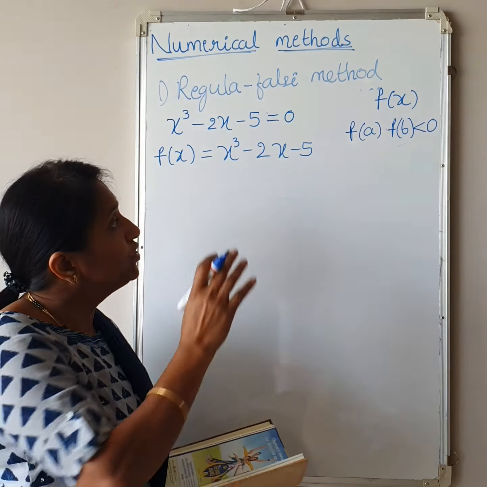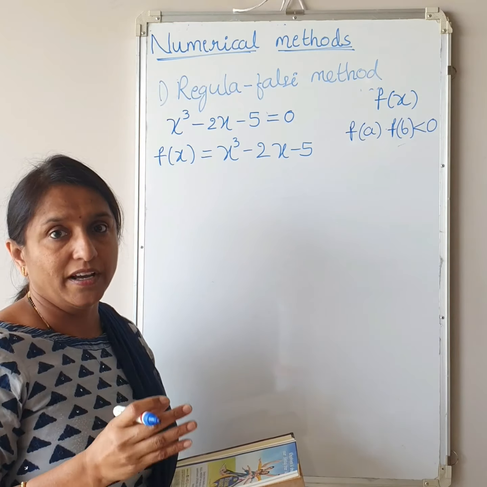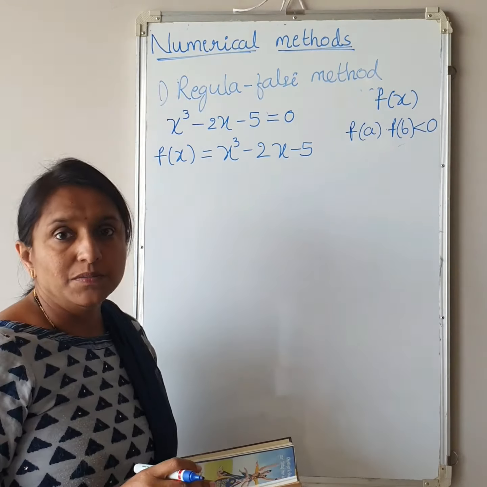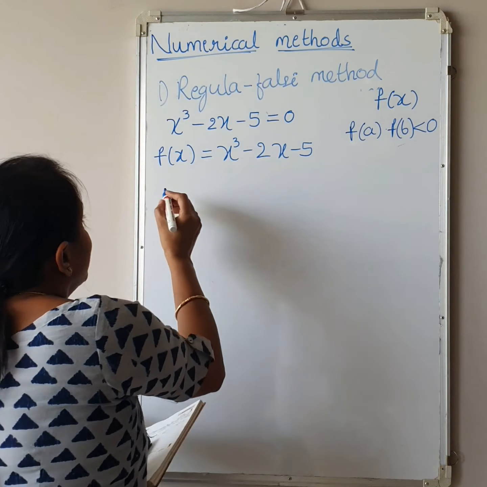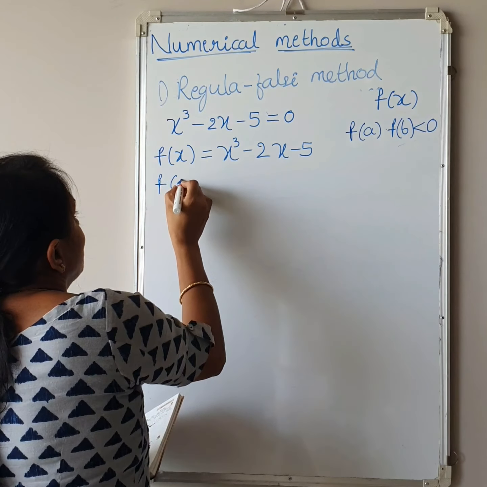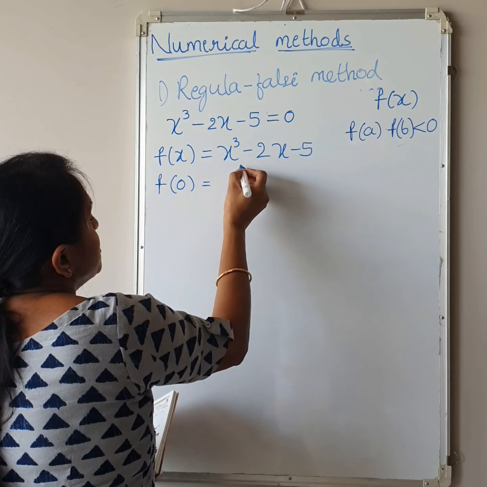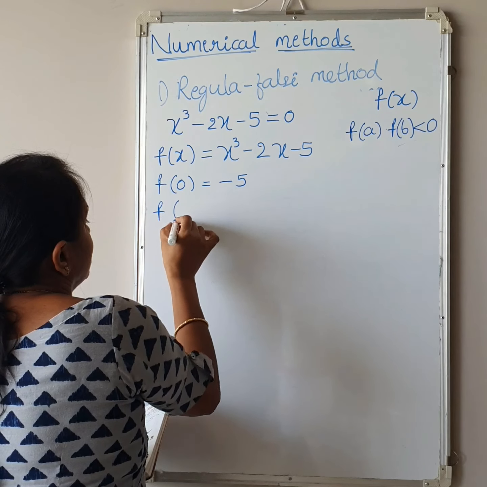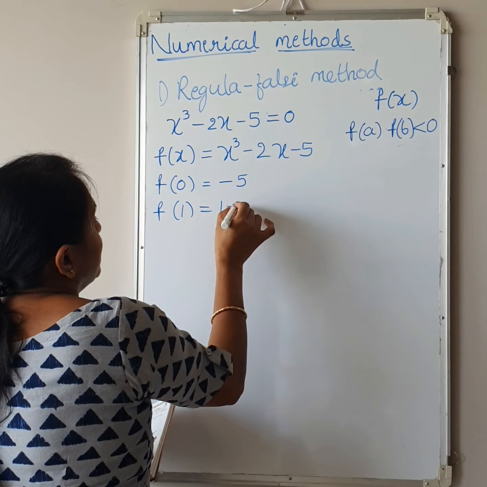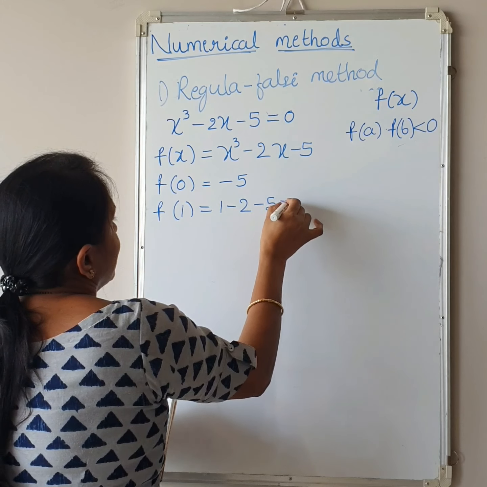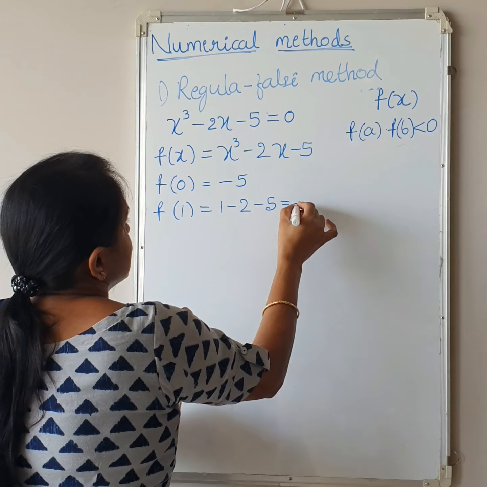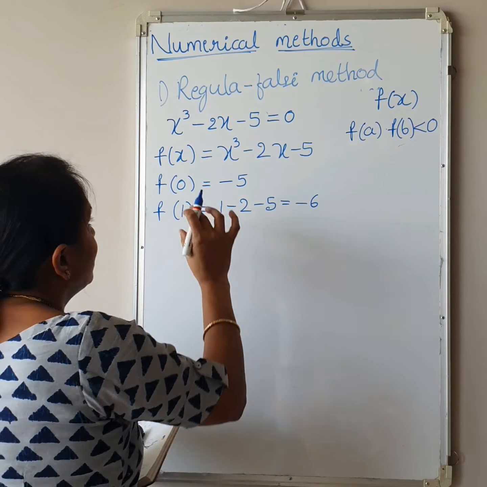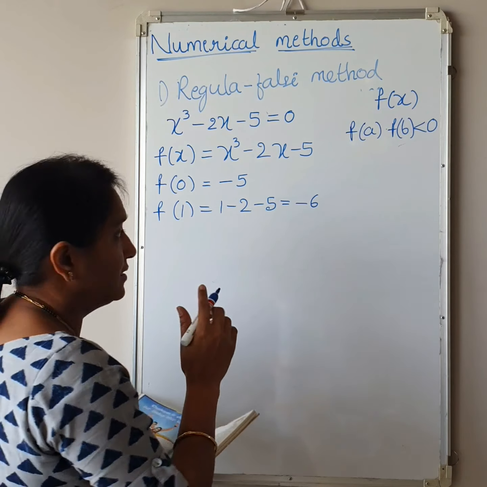In such a way that we should get one f of a positive or negative, another should be negative or positive, so that their product becomes less than 0. For that one, we'll start with 0, f of 0. What we'll get here? If you substitute x equal to 0 here, we'll get minus 5. Next, substitute 1. What we'll get here? It is 1 minus 2 minus 5. Again it is minus 6. Next, this is also minus and this is also minus. So I cannot take this as the interval because both are minus.